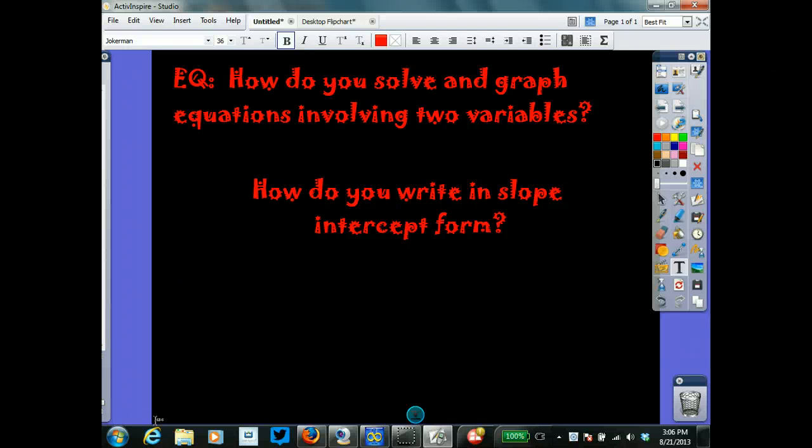All right, the essential question of what we're going to be dealing with is actually the final question of the unit we've been dealing with: what are ways to express knowledge of various equations. What I want to focus on is how do you solve equations involving two variables, but more specifically, how do you write in slope-intercept form and graph those things. So let's just go ahead and get started.